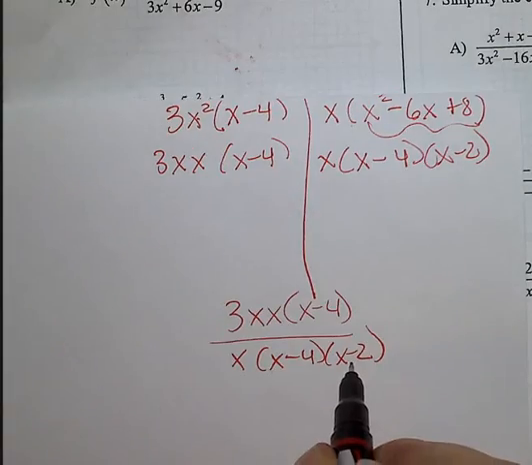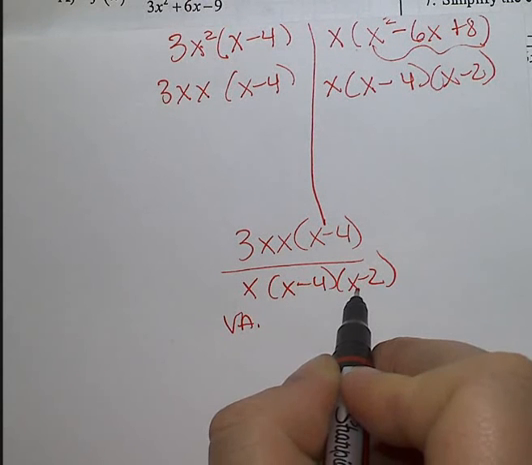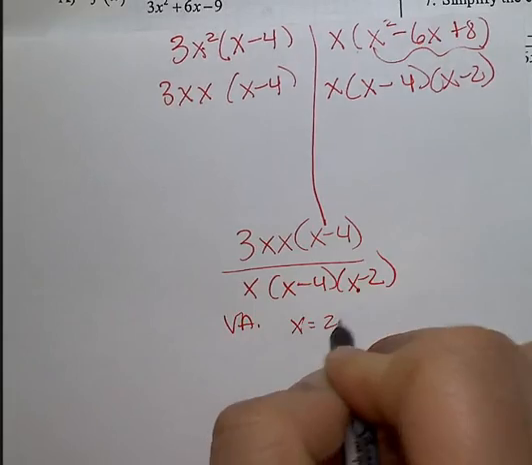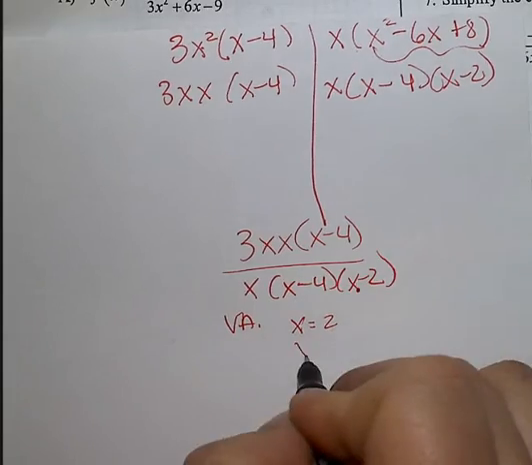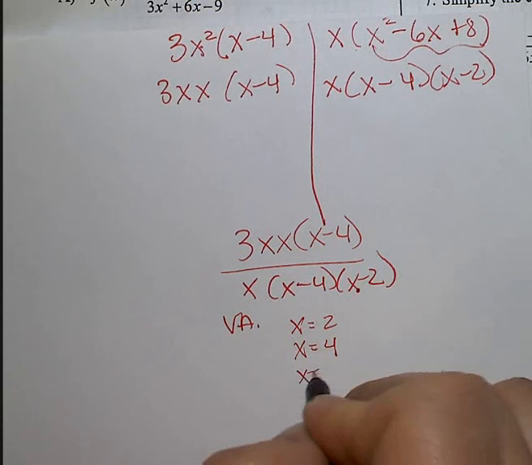Vertical asymptote. What makes this equal to 0? 2. What makes this equal to 0? 4. What makes this factor equal to 0? 0.